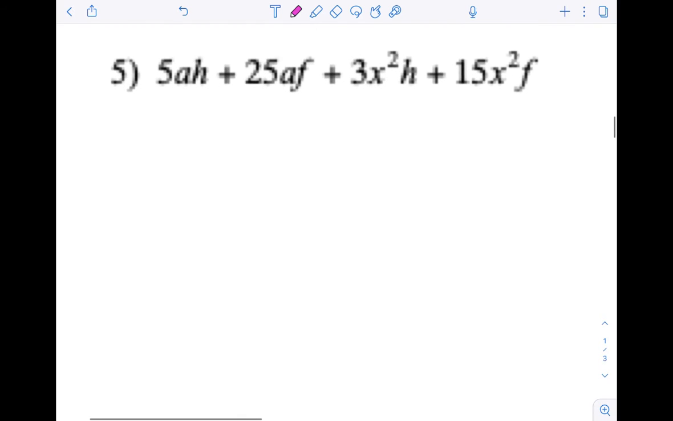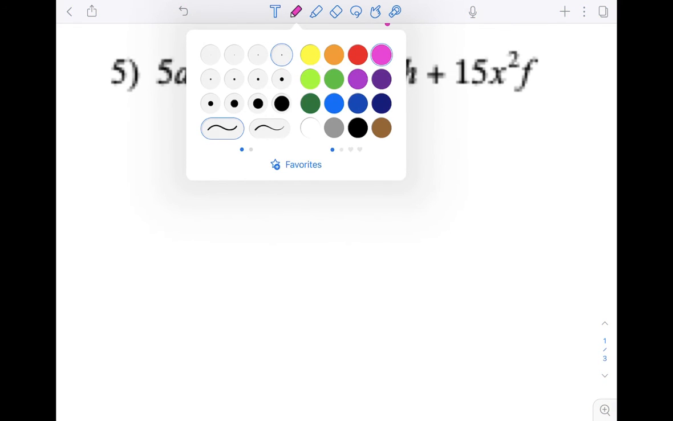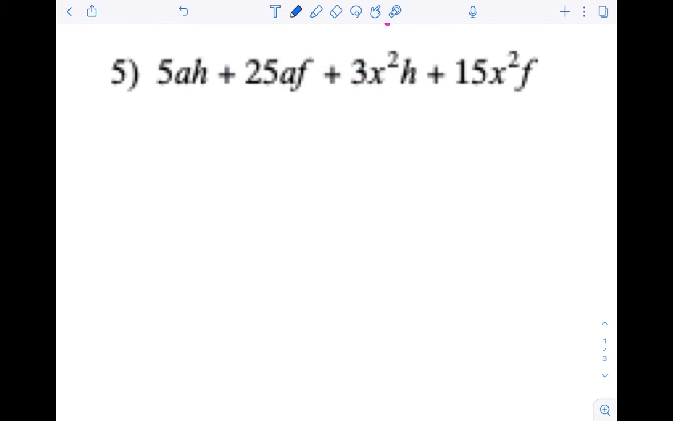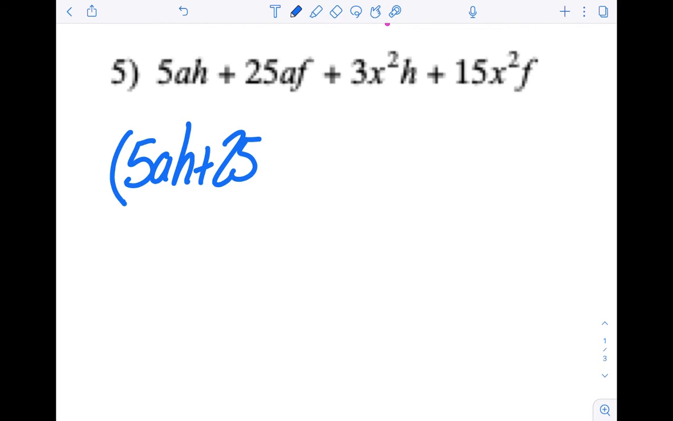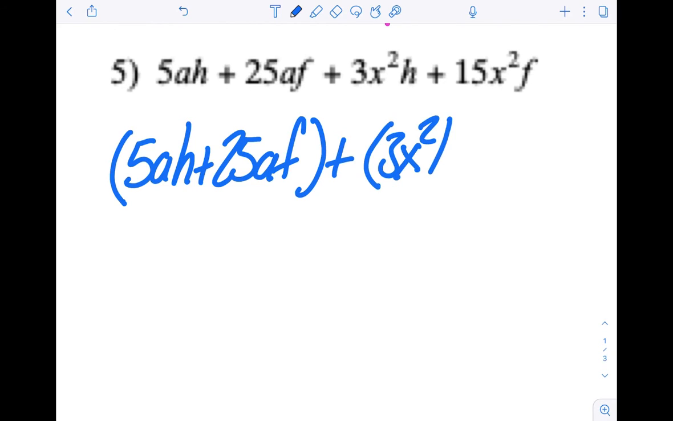This is the one that has 4 terms. So this is the one that we're going to factor by grouping. And remember, we group every 2 terms. So let us group every 2 terms here. So I'm going to group 5AH plus 25AF plus 3x squared h plus 15x squared f.